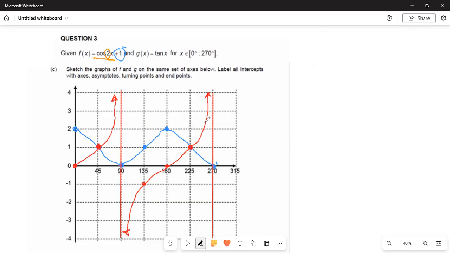Okay, so be sure to label and point out, for example, here 0 and 2. This is your x equals 90. That's your x equals 270. We also have turning points. There's a turning point there at 90 and 0. There's another turning point there at 180 and 2, and another turning point there at 270 and 0. So we have shown all there.